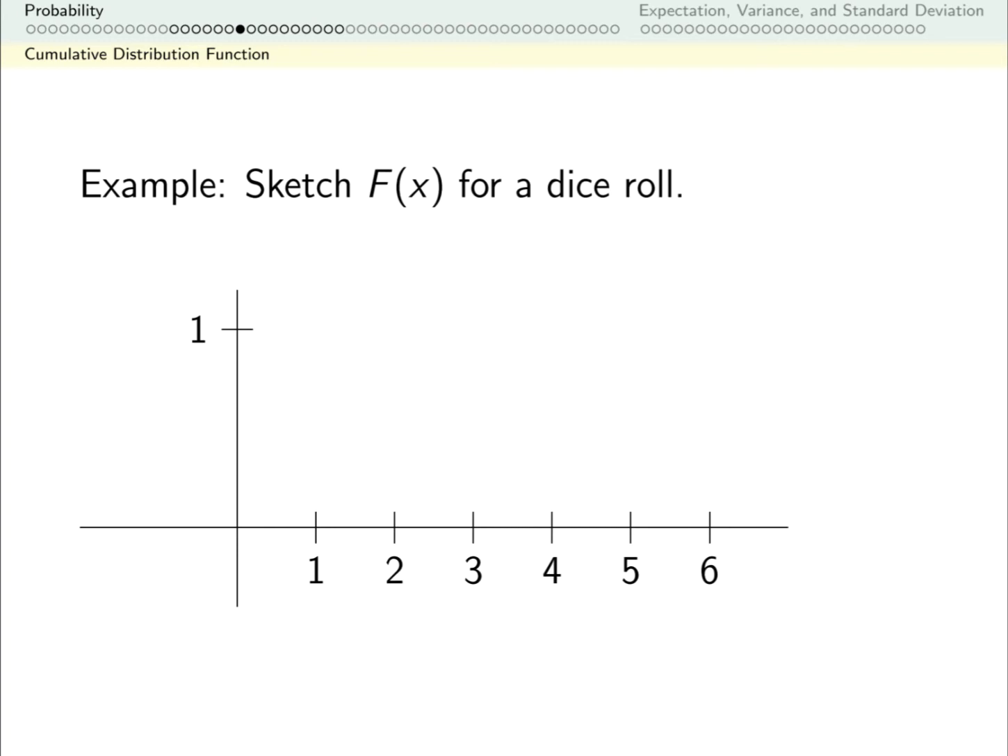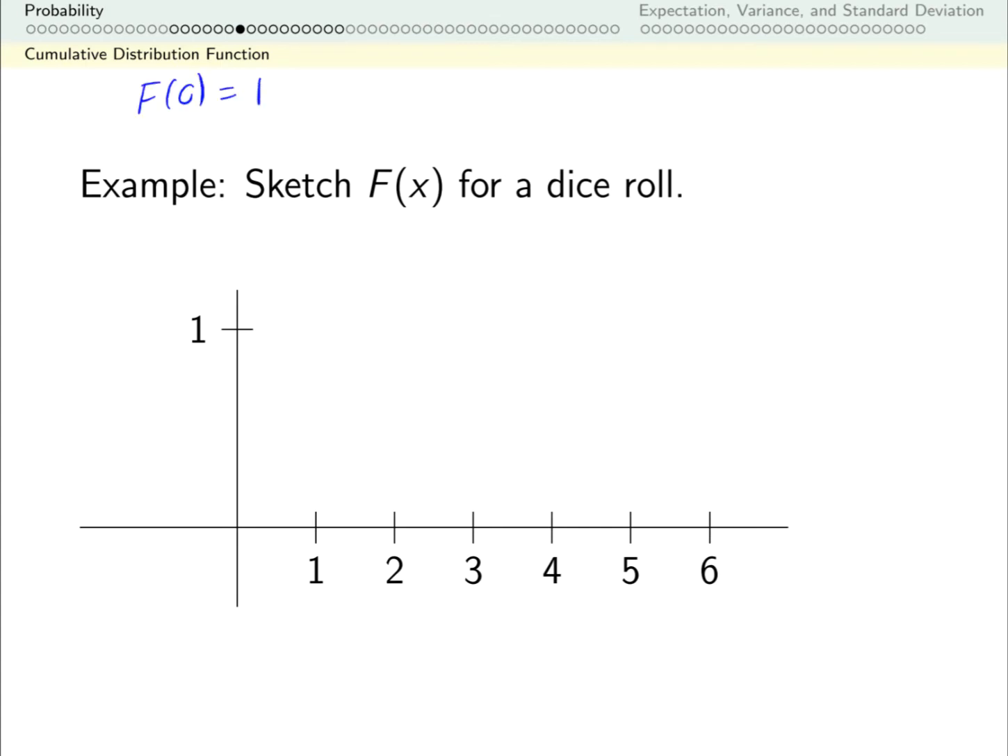We're talking about the cumulative distribution function. We like to name it capital F of x, and we've been talking about it at very particular points. Now let's talk about it as a full function. Let's talk about it for a dice roll. Let's start by plotting a few points.